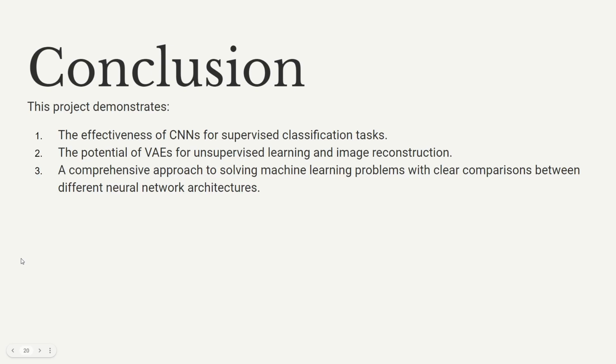So, in conclusion, this project demonstrates the effectiveness of convolutional neural networks for supervised image classification, as well as the potential for variational autoencoders for unsupervised image reconstruction, and is a practical approach to solving machine learning problems using different neural network architectures. Thanks for your time.